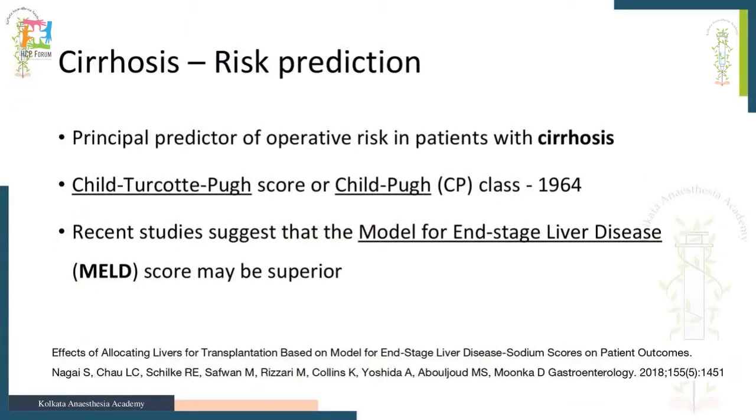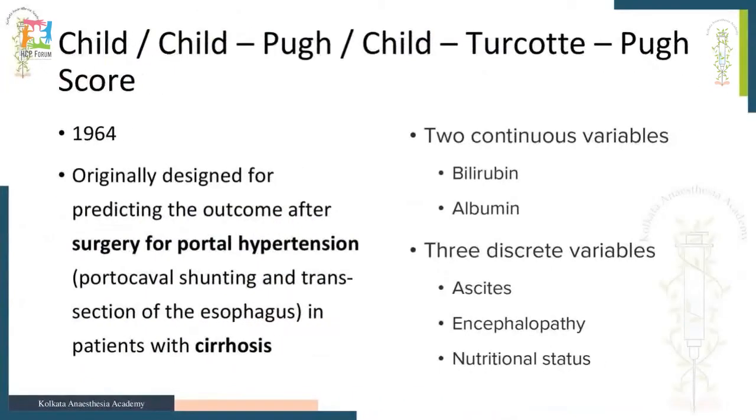the predictors of risk were given through the Child-Pugh score. It came in 1964. With the advent of the 21st century, many people say that beyond the Child-Pugh score, the model for end-stage liver disease score, or the MELD score, possibly is superior in most respects, especially when you're trying to prognosticate for a non-hepatic surgery and for liver transplantation.